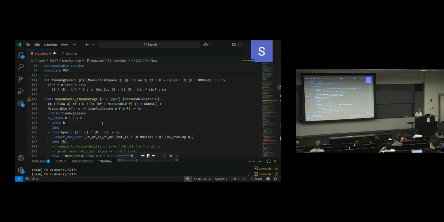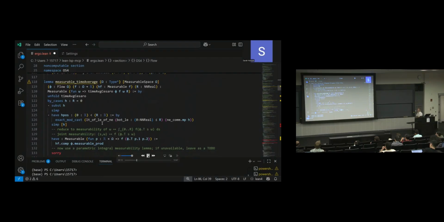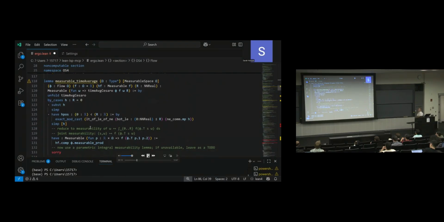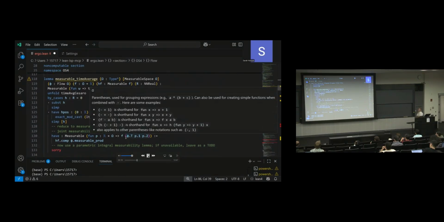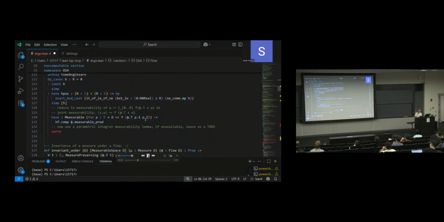So you watch f along a path from 0 to big R, integrate in S over the closed interval and divide by R. If R equals 0, then you return 0. Below that, lemma measurable time average. As a function of omega, this average is measurable, where the idea is that we have a joint map S omega goes to f of t s omega, which is measurable and integrable over S.